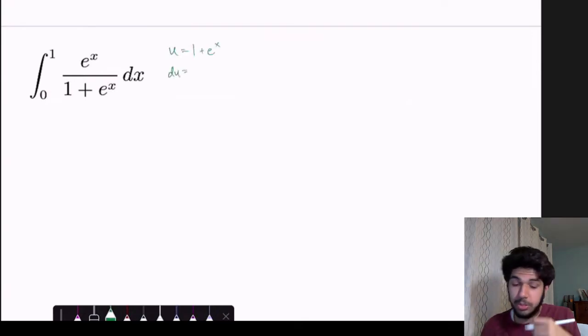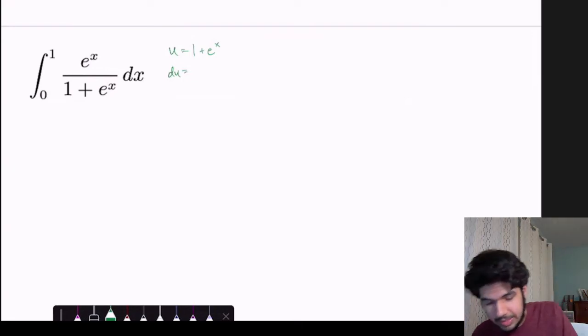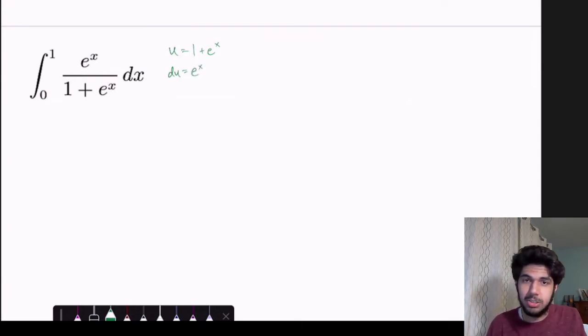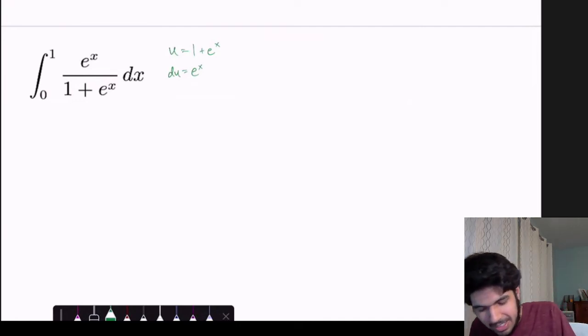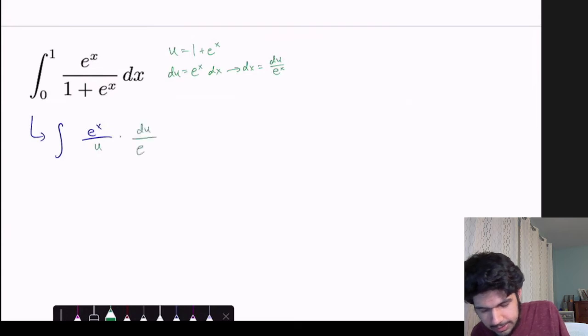du equals, well, derivative of 1 is 0. Derivative of e to the x is e to the x times the derivative of the power, and the derivative of x is just 1. So the derivative of e to the x is just e to the x. And don't forget your dx. So that means dx equals du over e to the x. We'll rewrite our integral. The integral will take care of the limits in just a moment. e to the x divided by u, and we multiply with that du over e to the x.